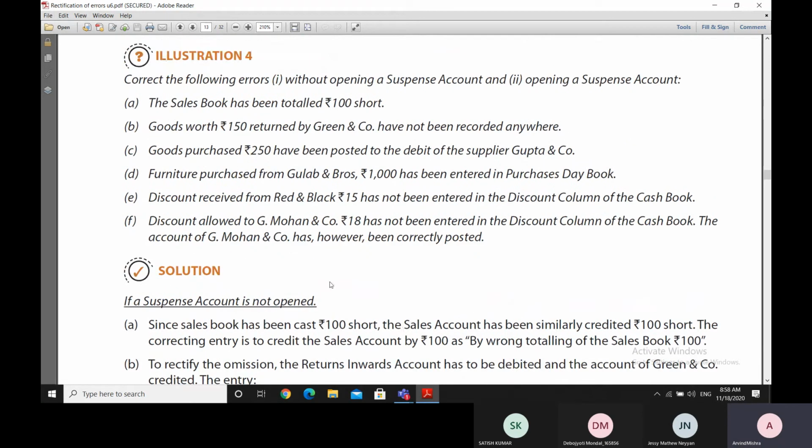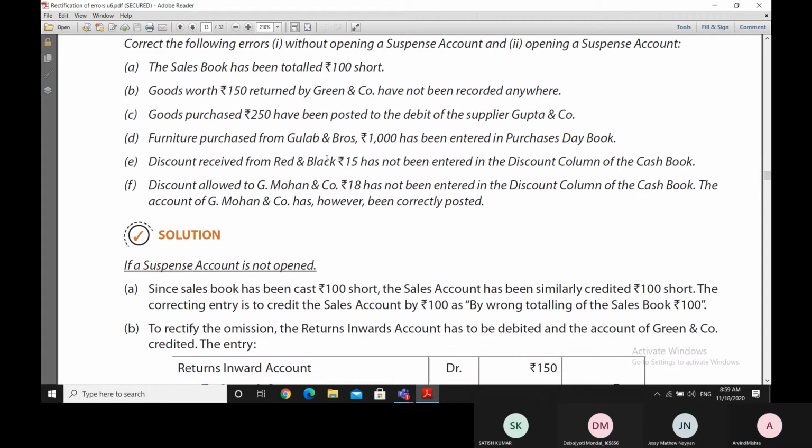Now let us see the third one. Goods purchased 250 have been posted to the debit of the supplier Gupta and Company. Now when we purchase goods, we should actually be crediting supplier Gupta and Company and not debiting supplier Gupta and Company. But here what we have done is by mistake we have debited supplier Gupta and Company.